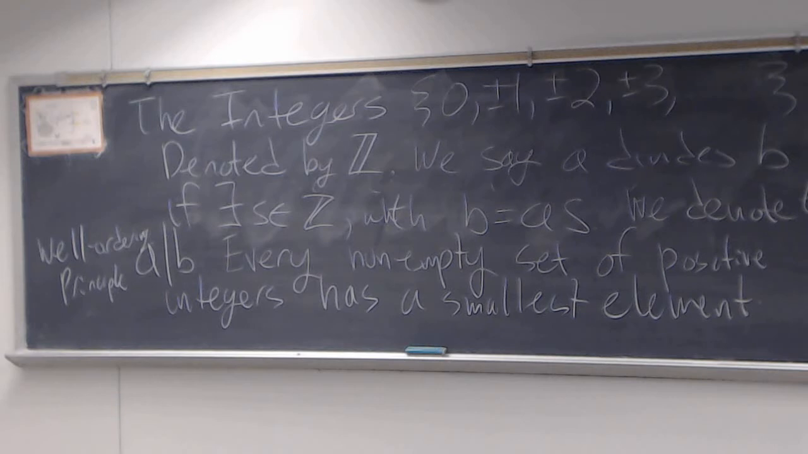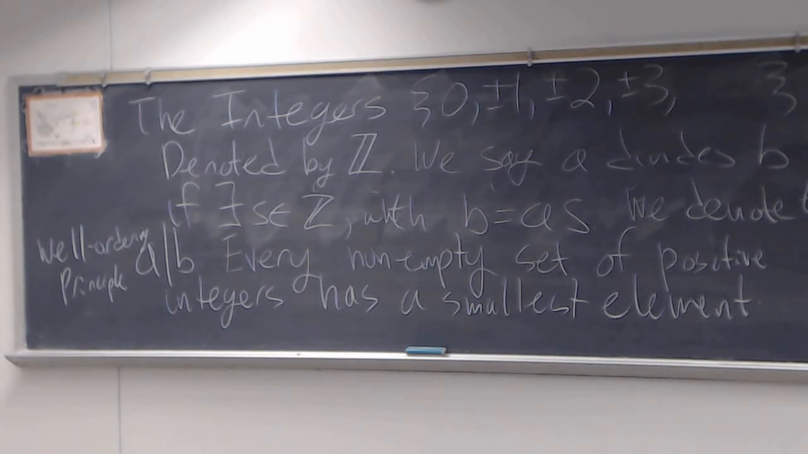We say that for two integers, a divides the integer b if there's some other integer s where b is a times s. So we might denote that by a | b, where a divides b. An equivalent way of saying a divides b is saying that a is a divisor of b.